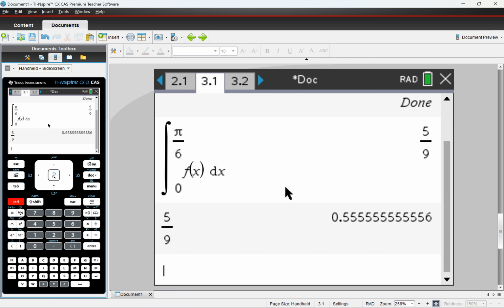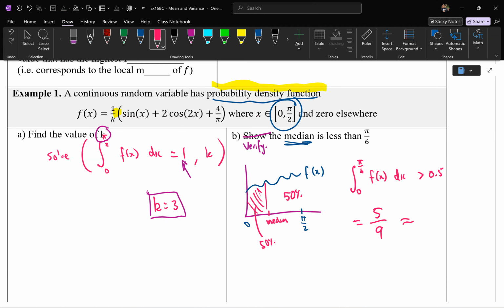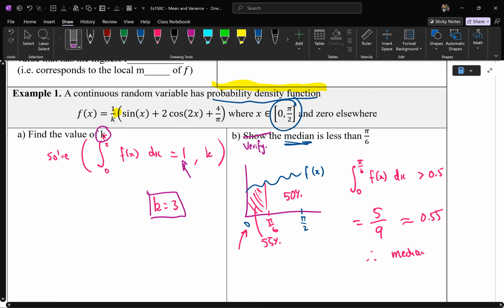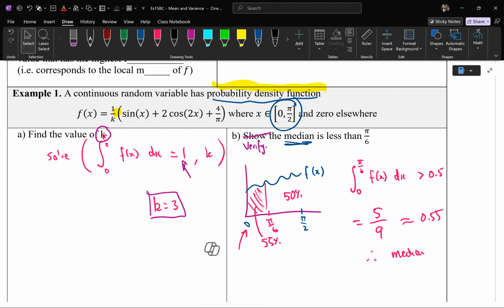And what does that give you? That's 0.55. So clearly, if that area at the moment is 55%, the median must be somewhere before that. So it's less than. Okay, so because it's a verify question, if it's in a SAT, you are meant to show the steps. So just sub in the numbers and then show me the steps along the way. At the moment, I'm trying to get you to understand conceptually. So just think about the keywords, show versus verify.